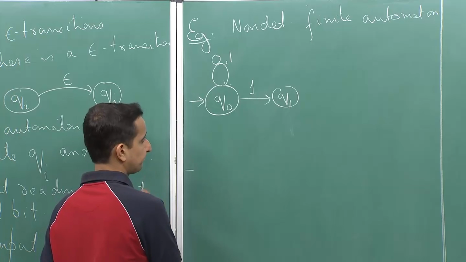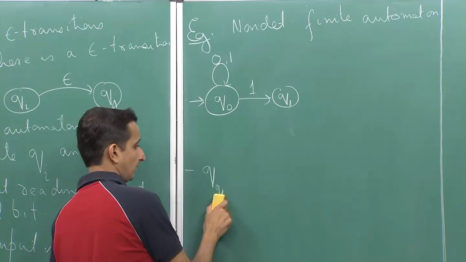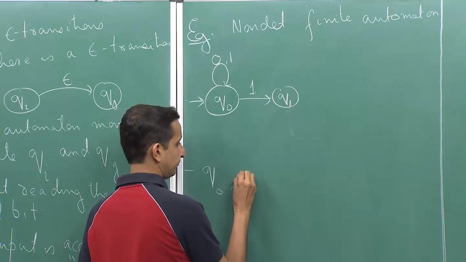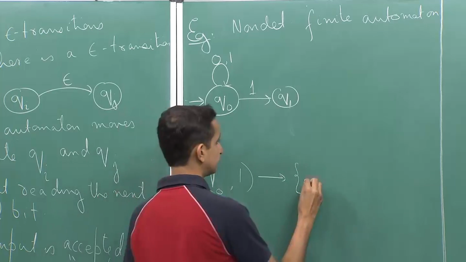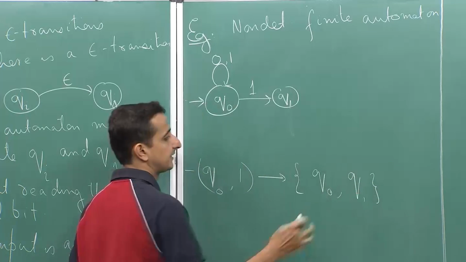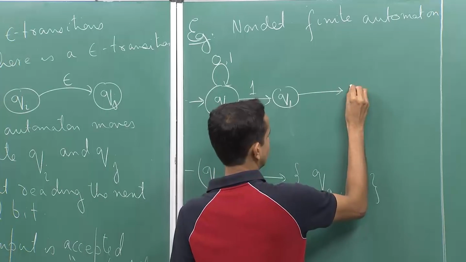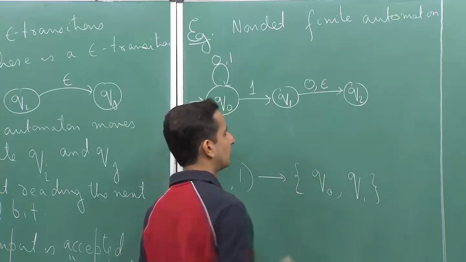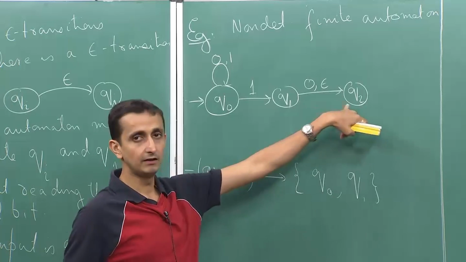here is an example where from Q0, on seeing the input bit 1, the machine goes to 2 states, that is Q0 itself and Q1. Now from Q1 it goes to Q2 on the symbol 0 as well as on epsilon. So, there is an epsilon transition from Q1 to Q2 as well as a transition labeled by 0.